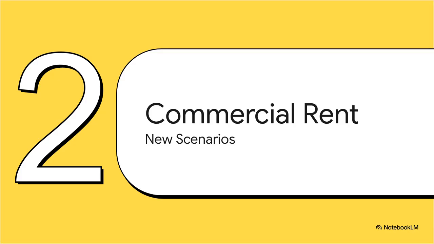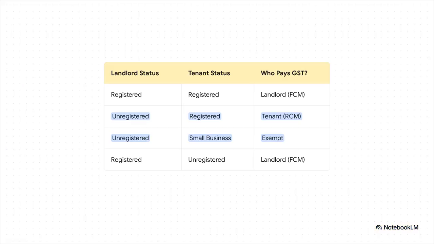All right, you got the basics down? Good. Now let's apply all this to commercial rent, because this is where those new rule changes really start to bite. Okay, this table breaks down the 4 main situations you'll run into, but I really want you to zero in on those 2 highlighted rows. They're the whole reason we're having this conversation. The first is when you have an unregistered landlord and a registered business as a tenant. The second is an unregistered landlord with a small business tenant. These are the 2 game-changing scenarios from those late 2024 and early 2025 updates.